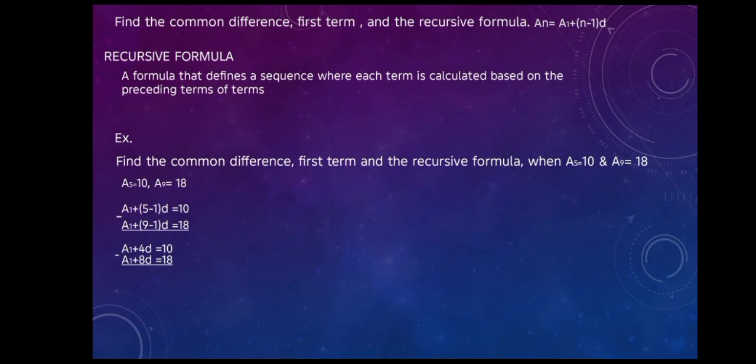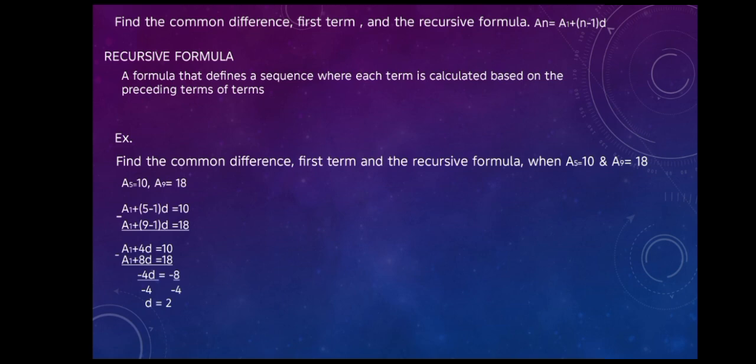Gagamitan lang natin ng elimination technique. Minus natin. So, makakancel out yung a sub 1. Yung matitira is negative 4d equals negative 8 kasi yung sign nung minus. So, para matanggal yung negative 4d ay i-divide natin sila both sides by negative 4. Yung matitira na lang is d equals 2. Negative 8 divided by negative 4 is 2. So, may common difference na tayo.